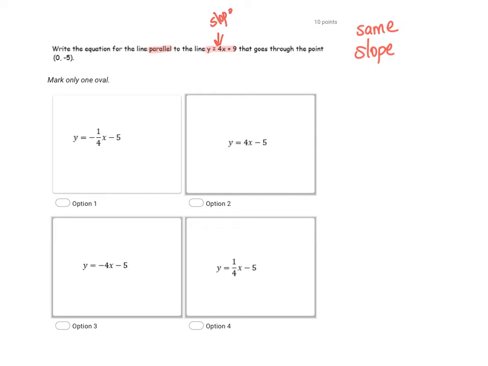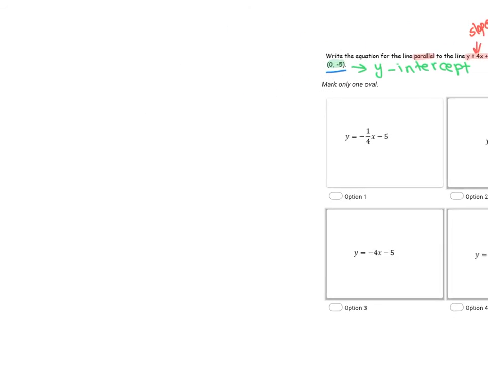So the line that's parallel to this line will have the same slope, which is equal to 4, and goes through the point (0, -5). Now this is a special point because the x value of this point is 0. That means that this is going to be the y-intercept. Now y-intercept means a point on the y-axis. Let me show you if we want to sketch this point.